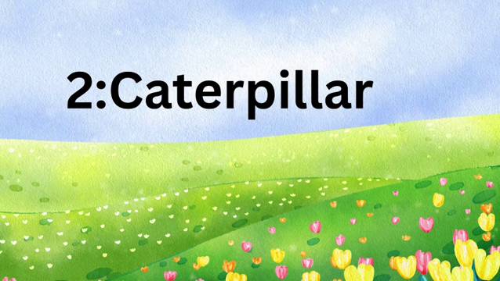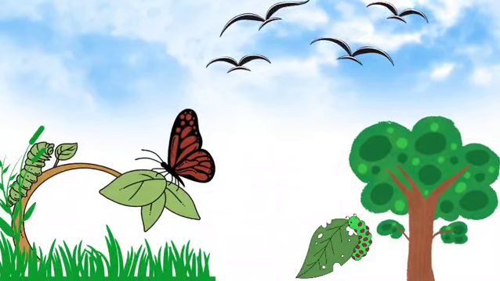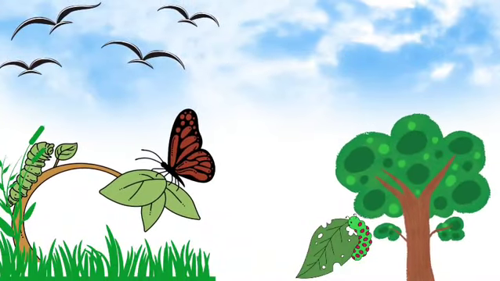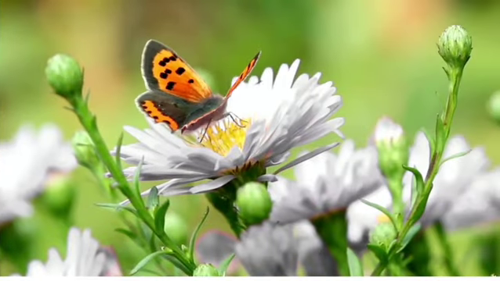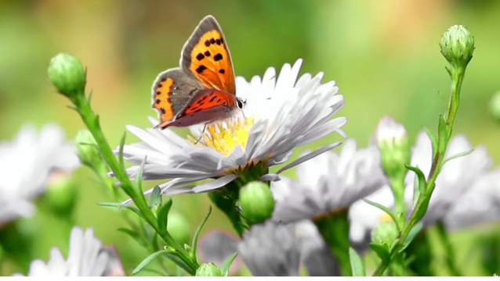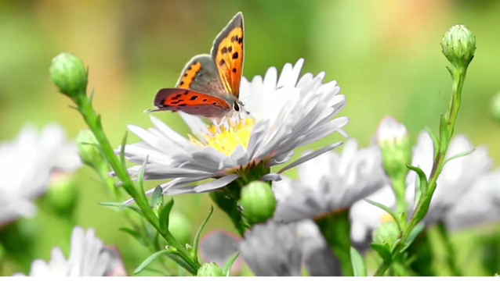The second stage of the life cycle of a butterfly is the caterpillar, which is also known as the larva. The second stage of a butterfly's life is when the egg hatches into a caterpillar. The caterpillar eats a lot of leaves and grows bigger and bigger.